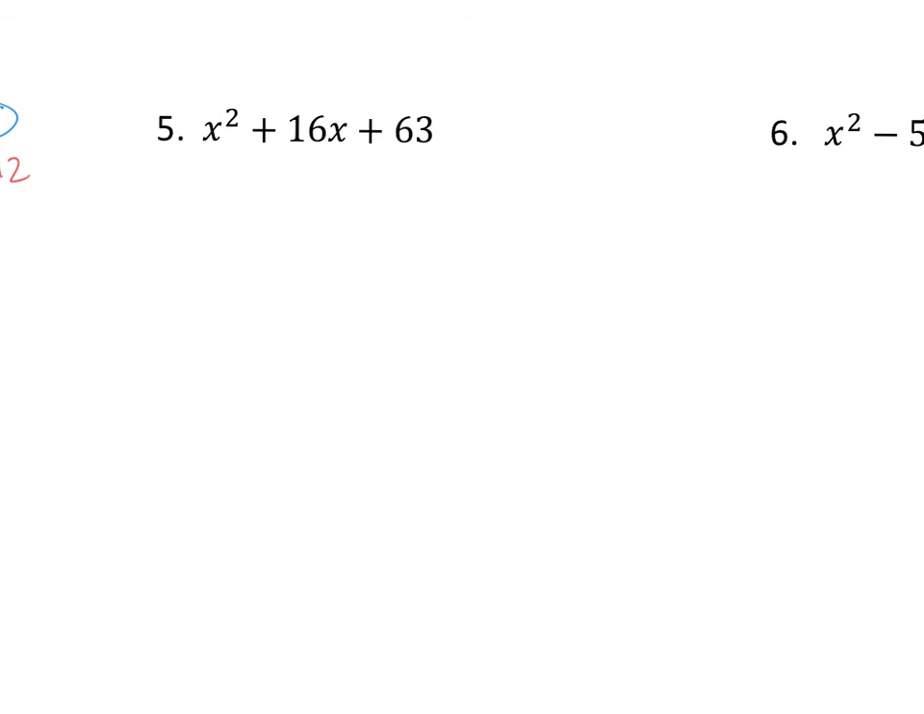Okay? So here is where I'm going to show you something. So I'm going to first do my first step, which is labeling. Okay, so A equals 1, B equals 16, and C equals 63. Okay, so what we're going to do now is multiply A times C. So 1 times 63, which in the end gets me 63. And now I'm going to find all the factors of 63.